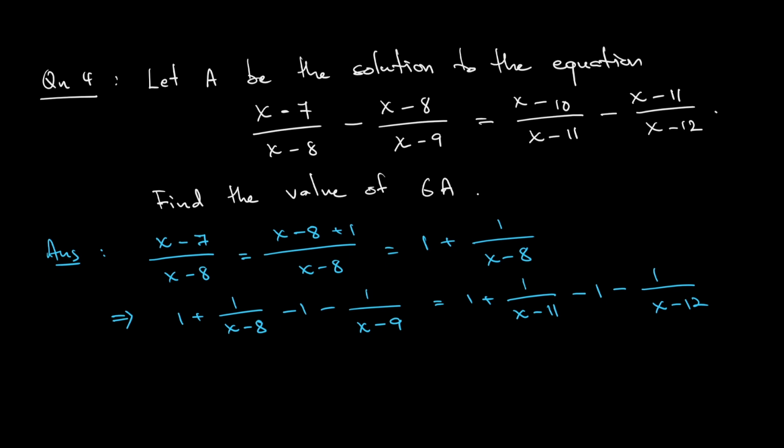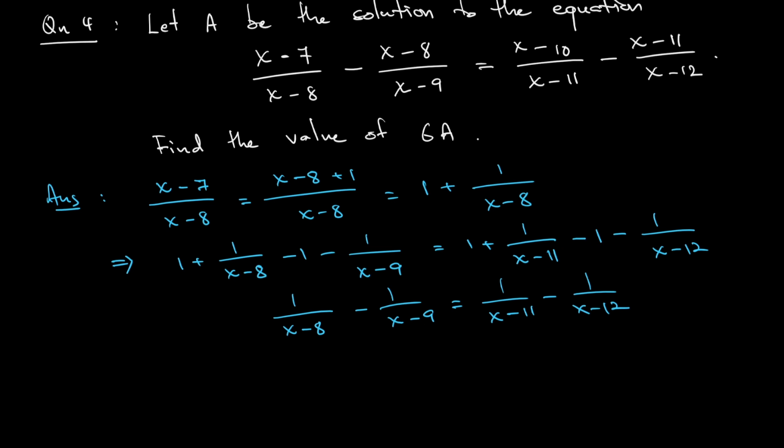So notice that 1 minus 1 will be gone. Also on the right hand side, 1 minus 1 is also gone. So here would only leave you with 1 over (x minus 8) minus 1 over (x minus 9). Here is 1 over (x minus 11) minus 1 over (x minus 12). Okay, put in one fraction.